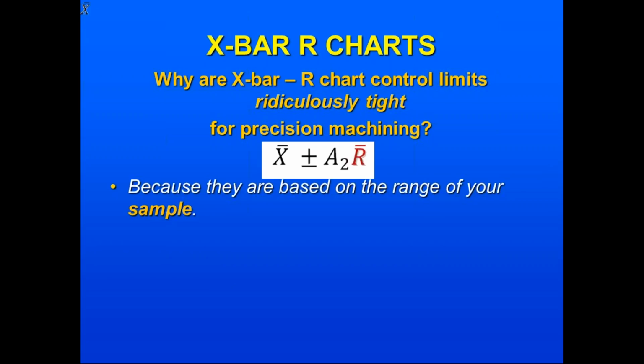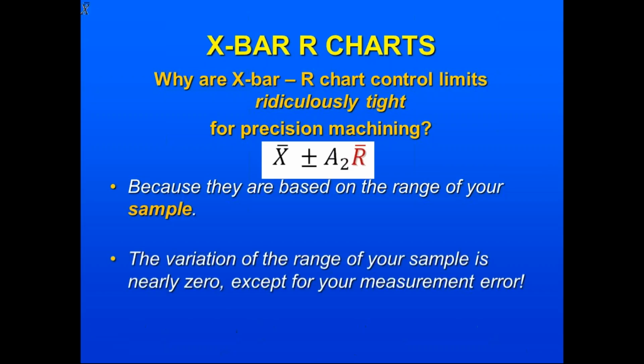In fact, what's generally detected is the within part variation, not the between part variation, and the between part variation is what you're looking for. So none of this is going to do you any good because your range is going to be pretty much zero on a precision machining operation. So X bar plus or minus A2 times 0 is X bar. That is why the control limits are ridiculously tight.